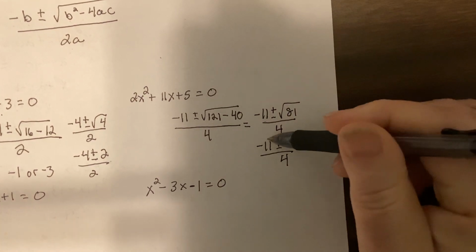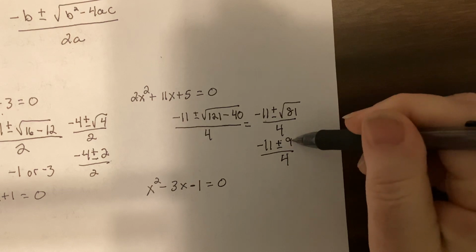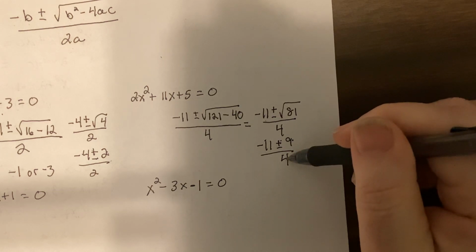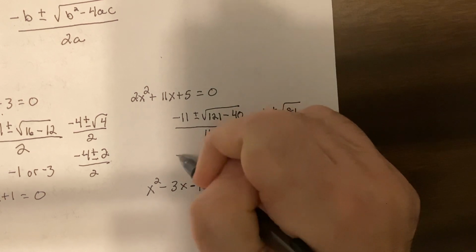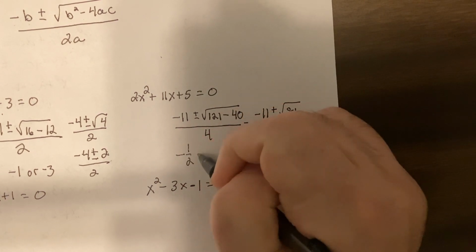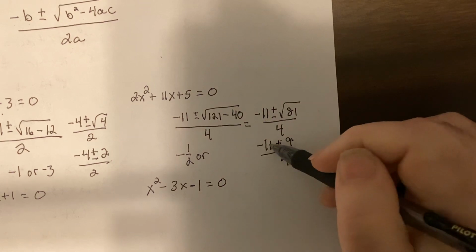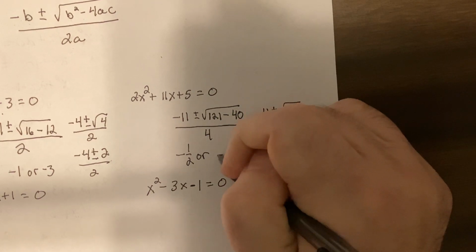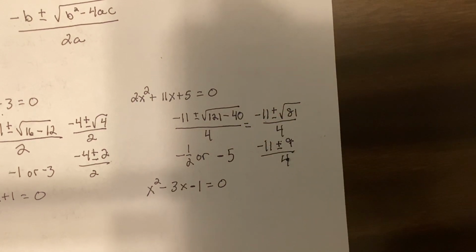So let's simplify. Negative 11 plus 9 is negative 2. Divided by 4 is negative 2 over 4. And we can reduce that. And negative 11 minus 9 is negative 20. Divided by 4 is negative 5.